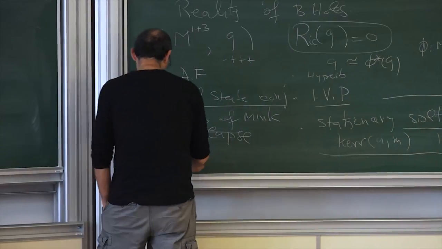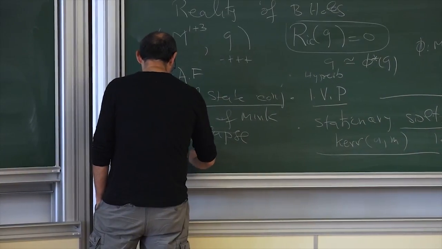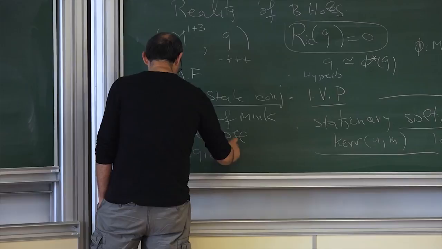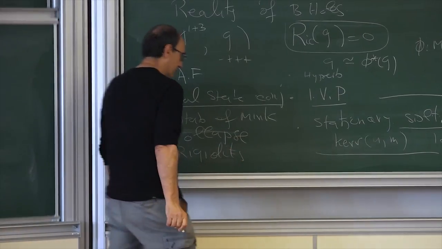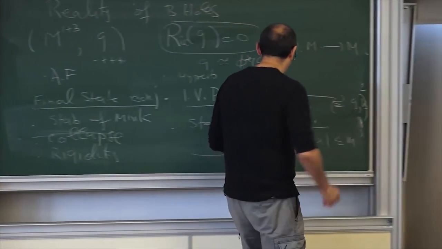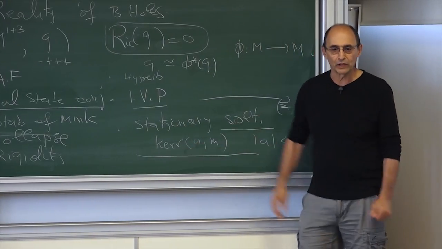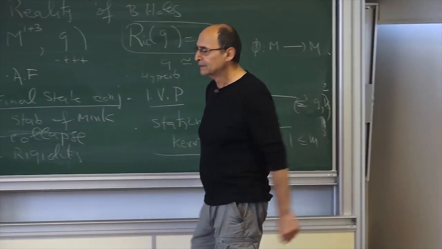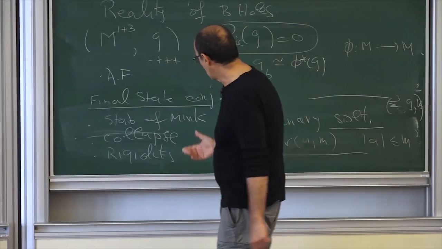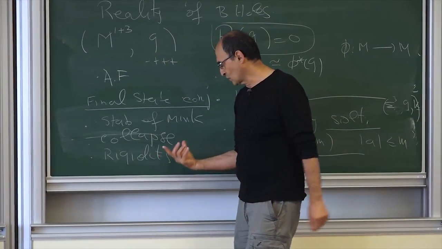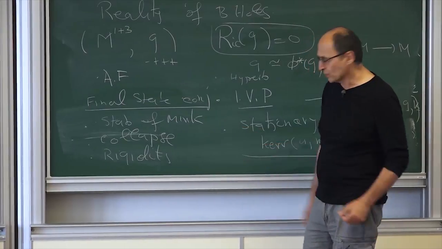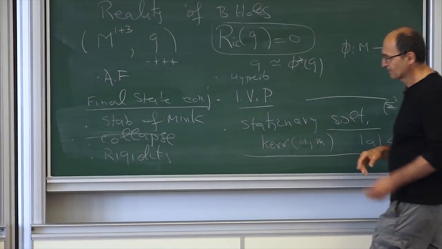Then there is the problem of rigidity, which is a problem of classification of stationary states. How do you know that the final states are only Kerr solutions? Maybe there are others. The rigidity conjecture is that all stationary states have to be Kerr solutions.